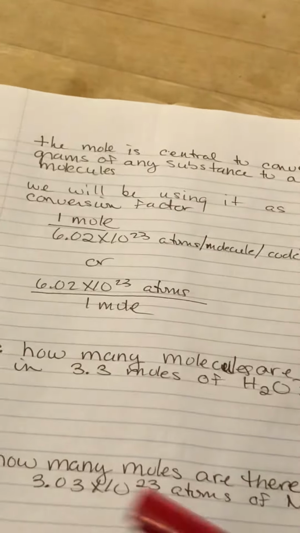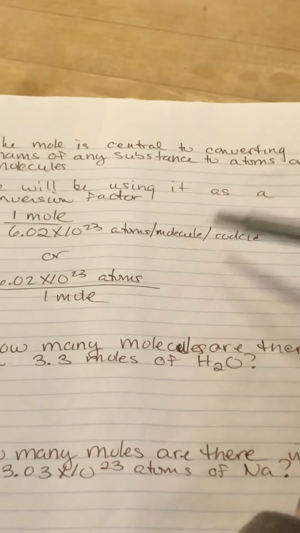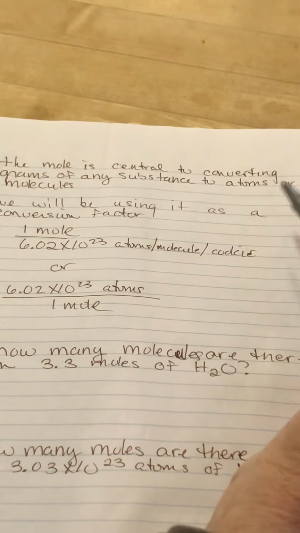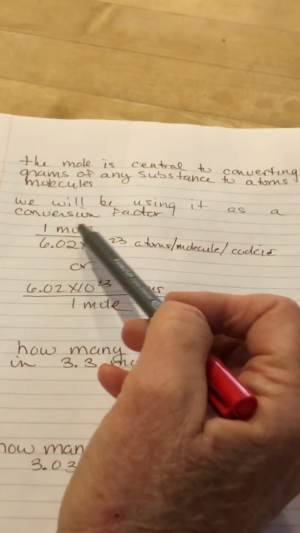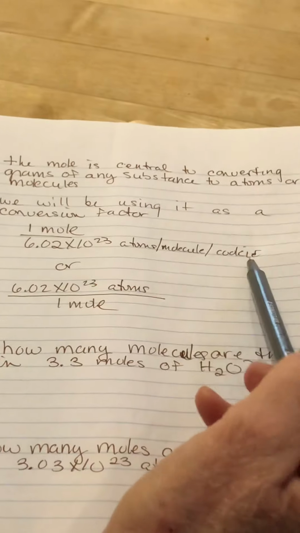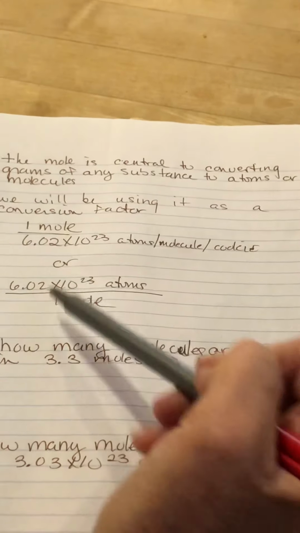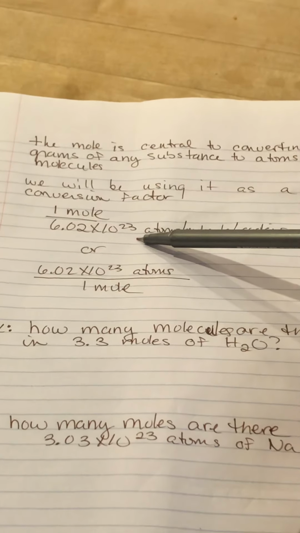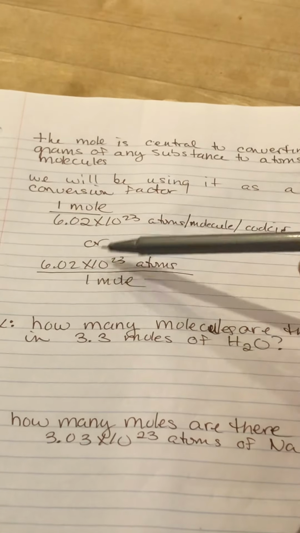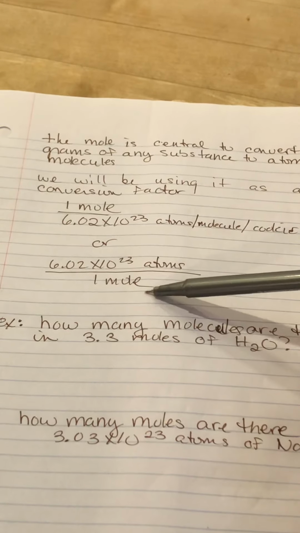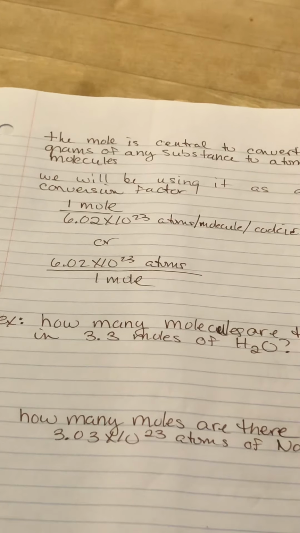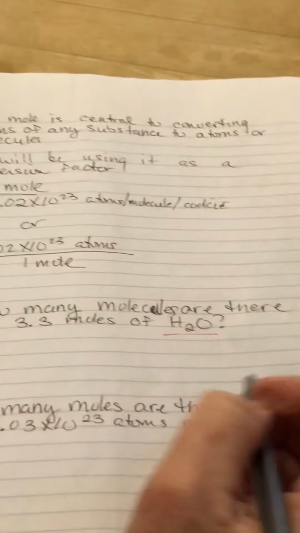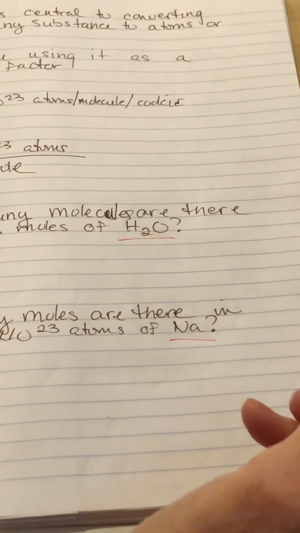Okay, so here it is written as a conversion factor. It allows us to go from moles to atoms, molecules, or cookies if we want. And you can write it as 1 mole over 6.02 times 10 to the 23rd atoms, etc., or 6.02 times 10 to the 23rd atoms in 1 mole, depending on what you're looking for. You can do it for molecules as well as for atoms. So let's do a problem.